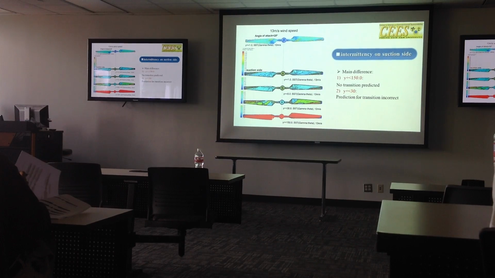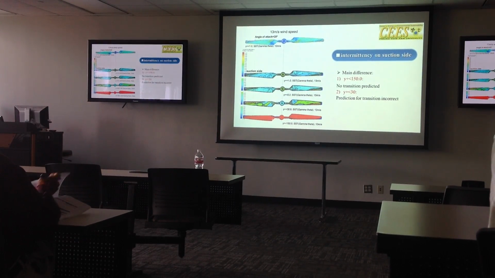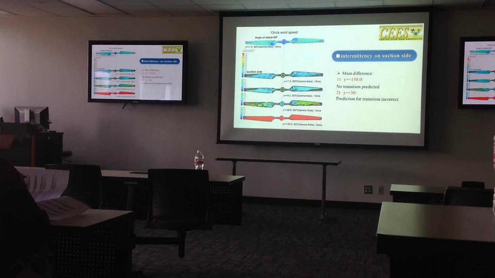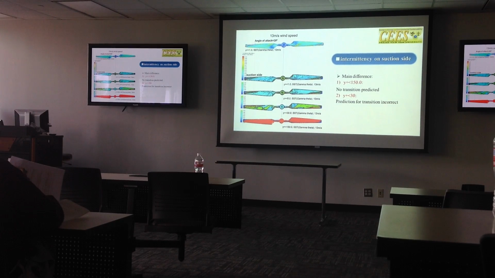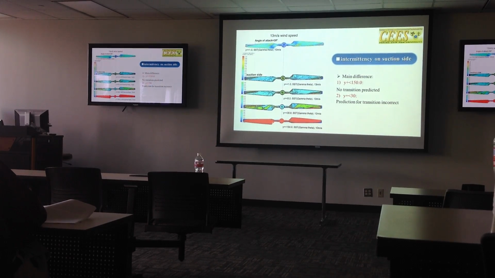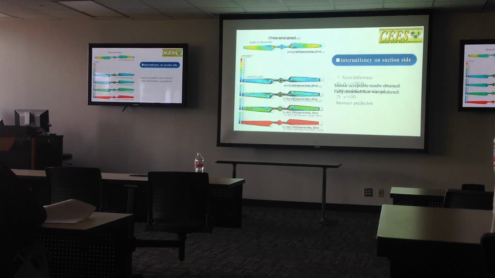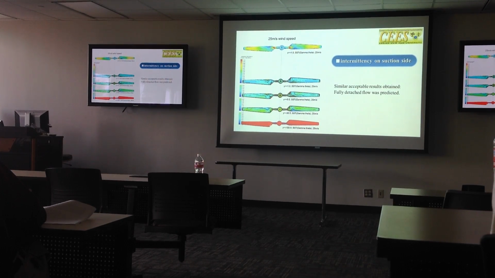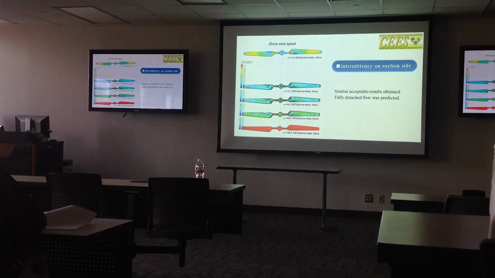For the 30 meter per second case, in the last case also no transition is predicted there. But we found in the y plus less than 30 cases, the prediction compared to the first two is incorrect too. And the 15 meter per second case is similar to the last case. And for the 25 meter per second case, since it's totally detached and no transition happens there, a similar contour is predicted.